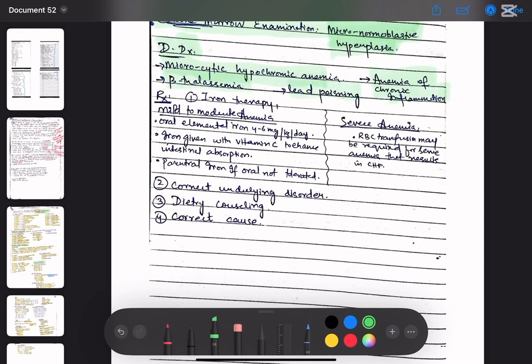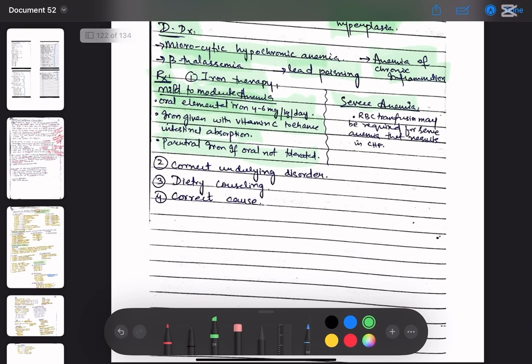The treatment option is iron therapy. In mild to moderate anemia we have this treatment plan, and in severe anemia we have another plan. For mild to moderate anemia, oral elemental iron, 4 to 6 milligram per kg per day, is given. Iron is given with vitamin C to enhance its intestinal absorption, and parenteral iron if oral is not tolerated. Then the underlying disorder is corrected, dietary counseling is done, and the cause is corrected. For severe anemia, RBC transfusions may be required for severe anemia that results in congestive heart failure.